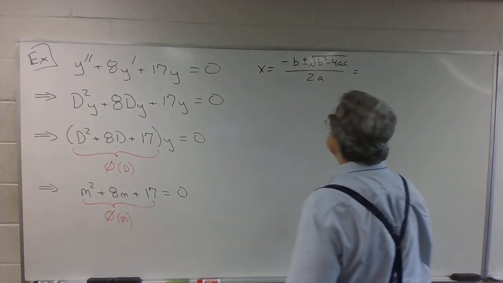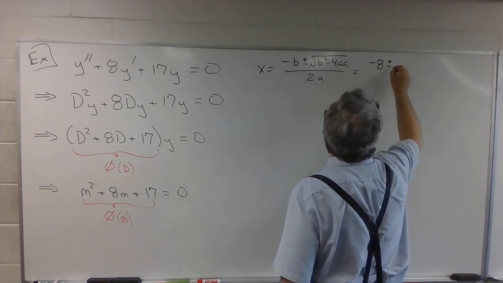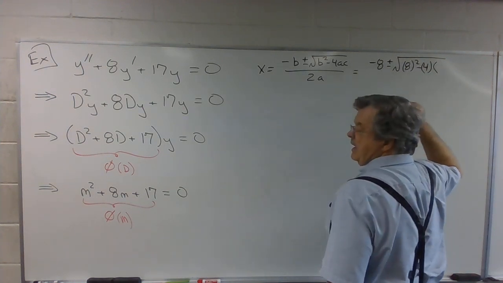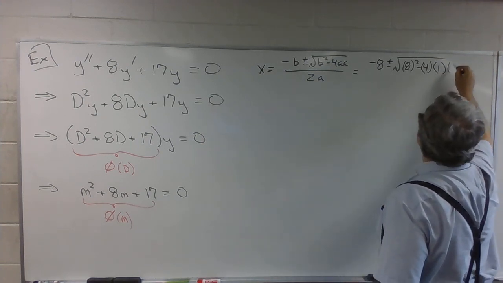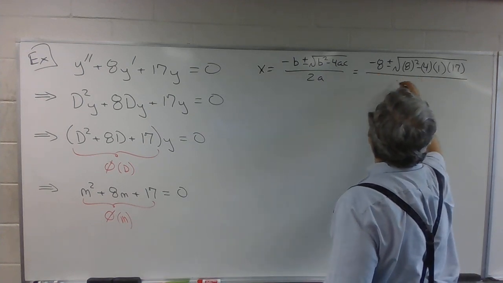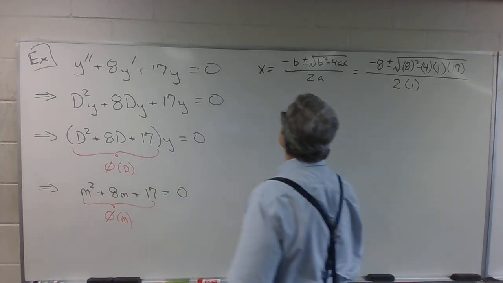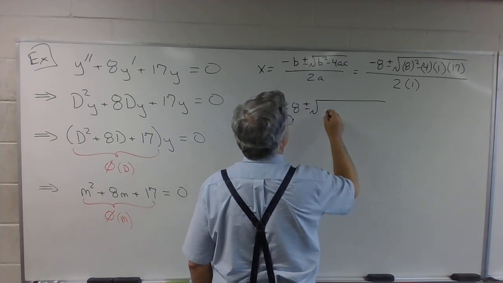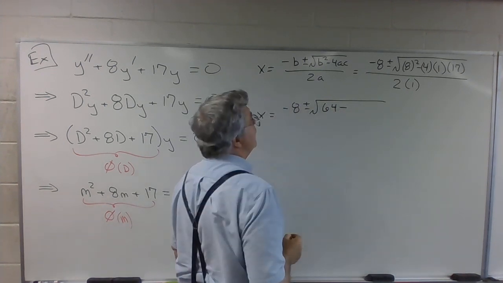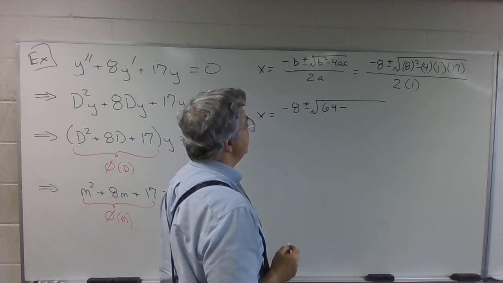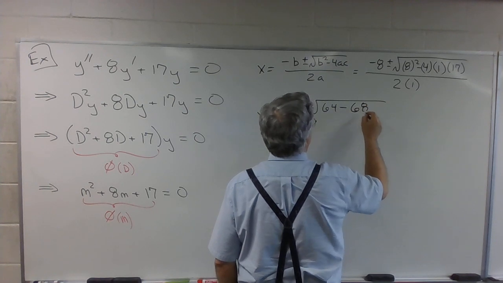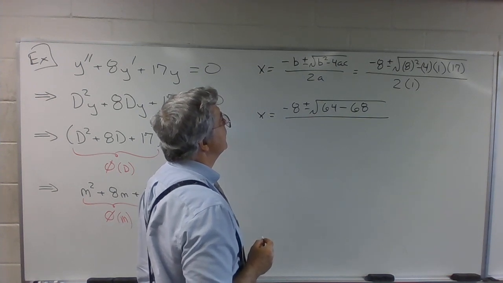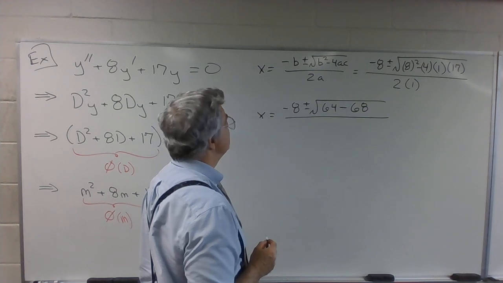Yikes, I remember it. Okay. Negative b plus or minus the square root of b squared minus 4. A is 1. C is 17. Yikes. All over 2a, where a is 1. Four times 17, that's 68, isn't it? I think it is. Let's see, 40 plus 28, yep. Okay.